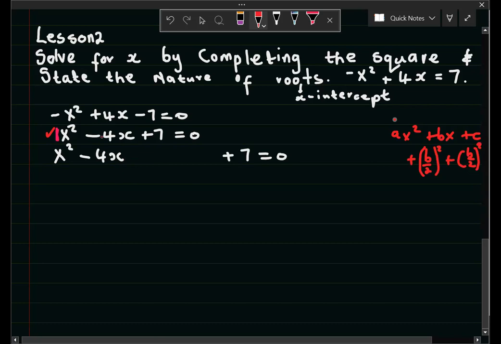So I'm going to take whatever b is in my equation. In bx, the b is the number before the x. So my b in this case is -4. Remember I said you take whatever b is, which is -4, you divide it by 2, then you square. So -4 over 2, then you square.